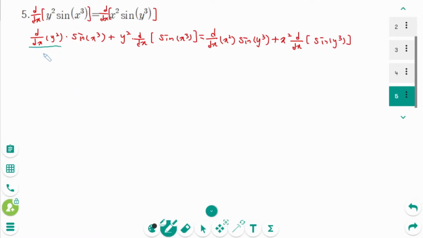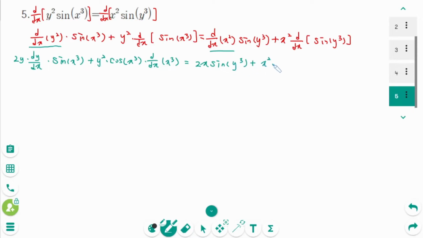The first one, using the chain rule, 2y times dy/dx times sine x cubed plus y squared times d/dx of sine x cubed equals cosine x cubed times d/dx of x cubed equals, this one is 2x, then keep the second one, sine y cubed plus x squared times d/dx of sine y cubed means cosine y cubed times d/dx of y cubed.